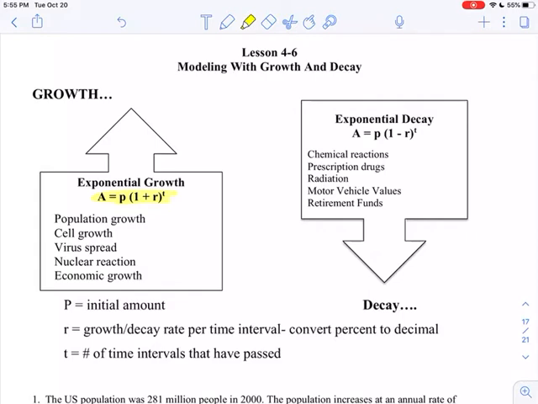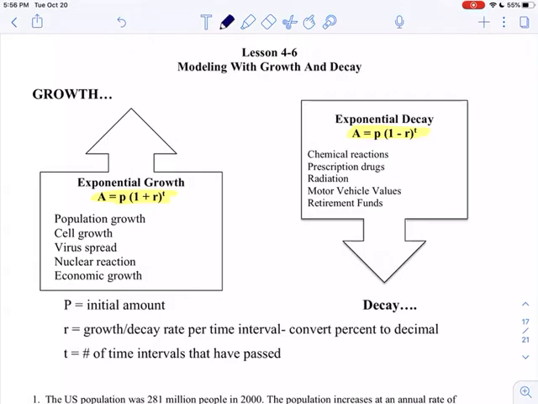So growth, this is what we're going to use. A equals P times 1 plus R to the T. And if I'm doing decay, I'm going to use A equals P times 1 minus R to the T. Okay, so this R is just representing the rate.